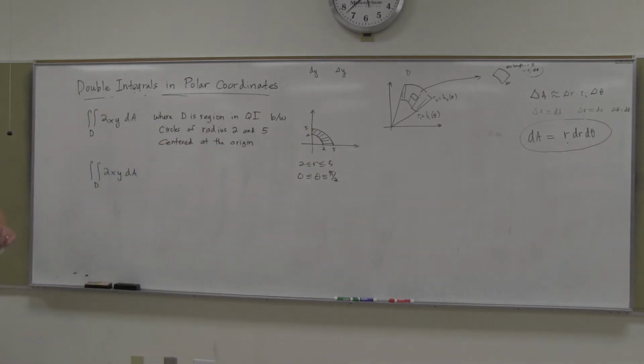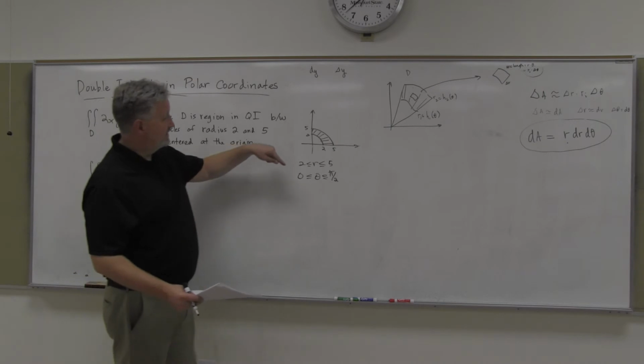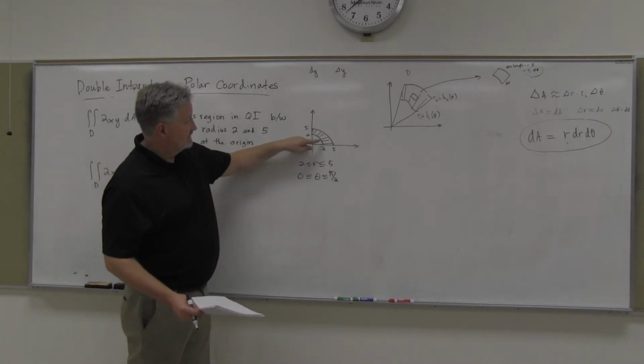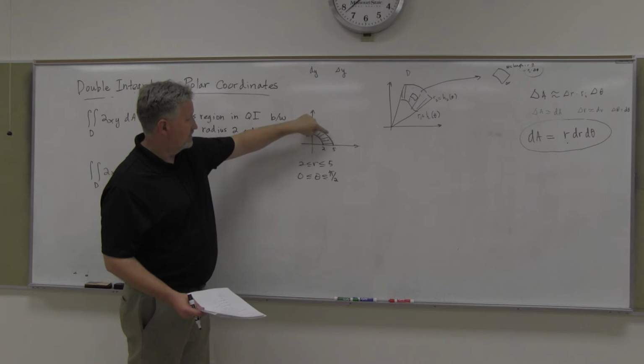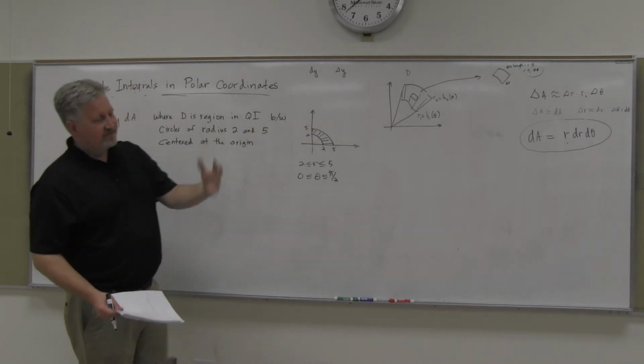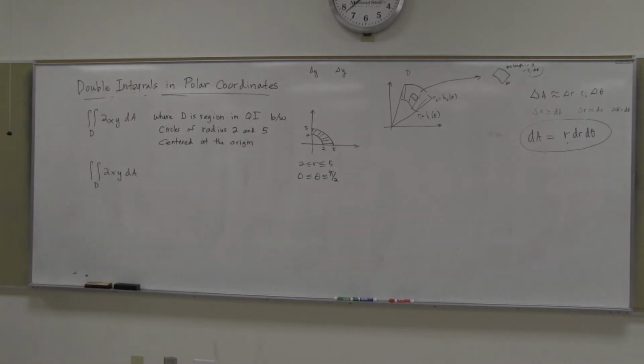So pretty nice. And again, if you think about doing this in Cartesian, we'd have to figure out, well, this as a function would be a square root. It's not going to be nearly as nice. That's the point. Okay, now, back to this.